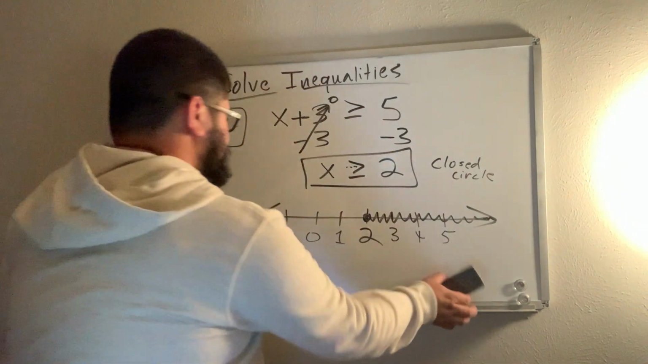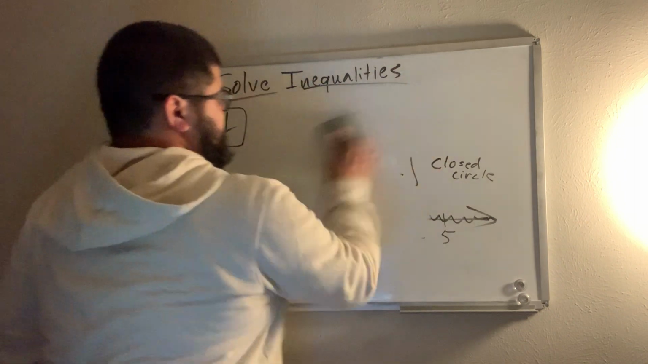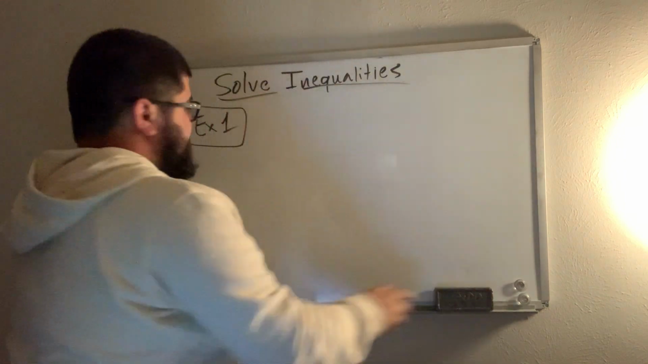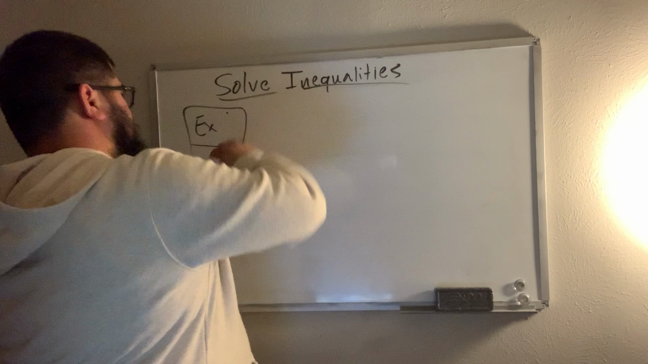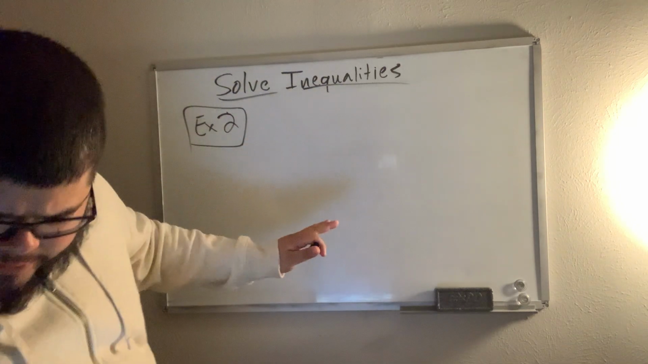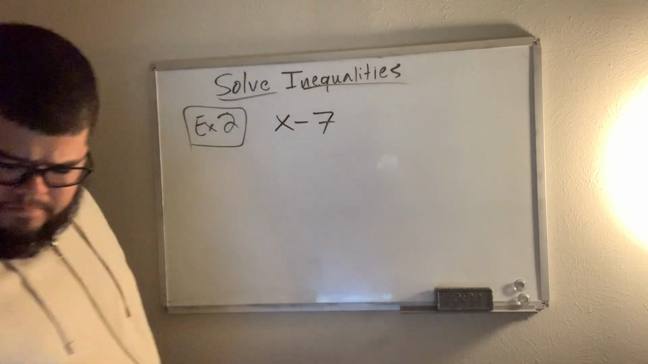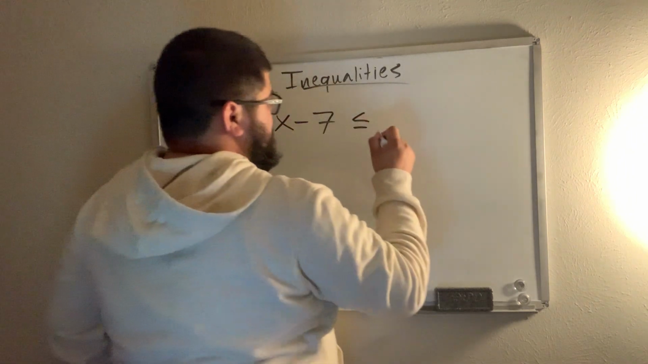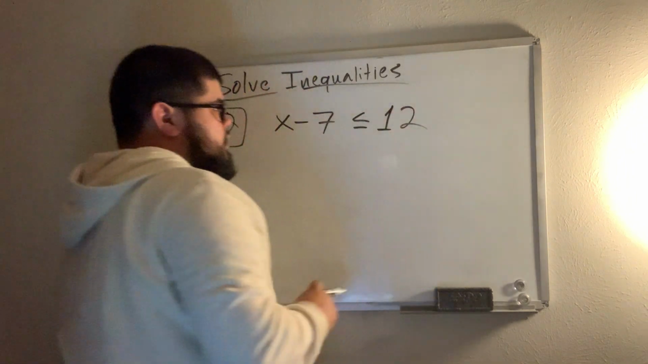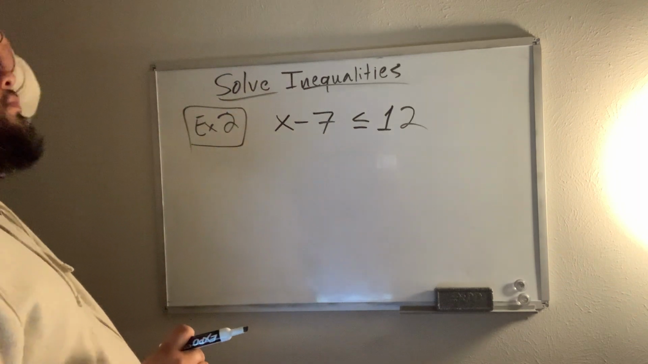All right, let's move on. Example number 2 is x minus 7 less than or equal to 12.